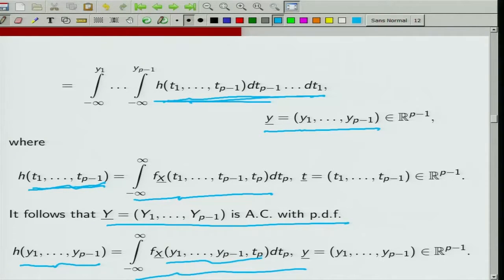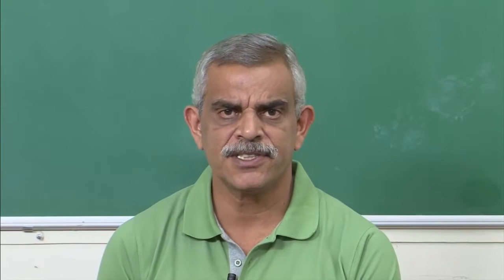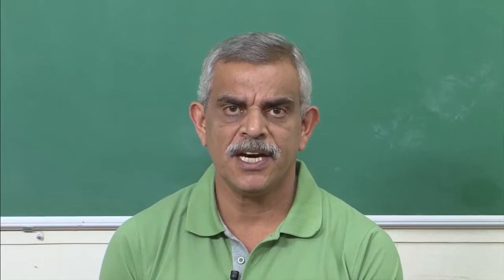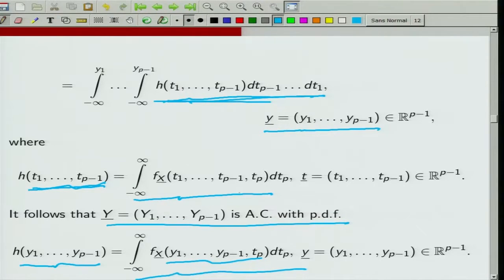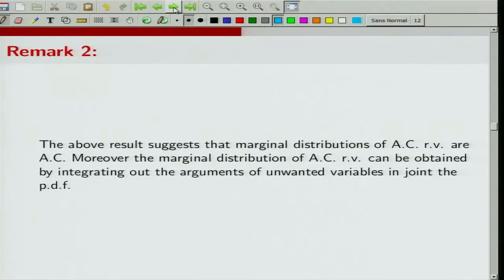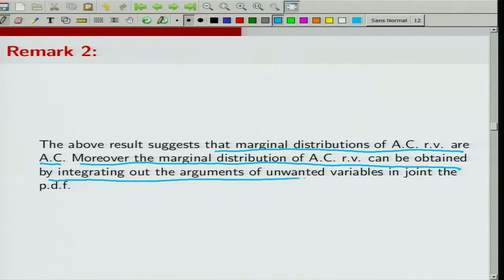So, if you have to get the marginal PDF of an absolutely continuous random variable, you integrate out the arguments of unwanted variables. So, a very nice result. One can get the marginal PDFs from the joint PDFs. This is what the remark says: marginal distributions of an absolutely continuous random variable are absolutely continuous. Moreover, the marginal distribution can be obtained by integrating out the arguments of unwanted variables in the joint PDF. This is a very useful result.